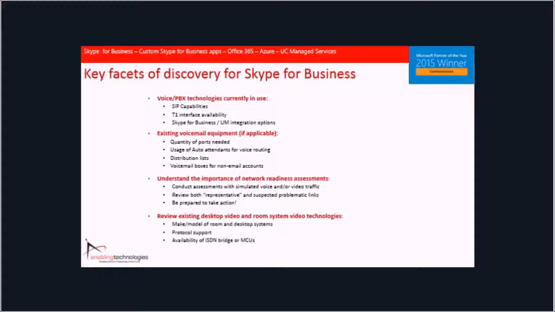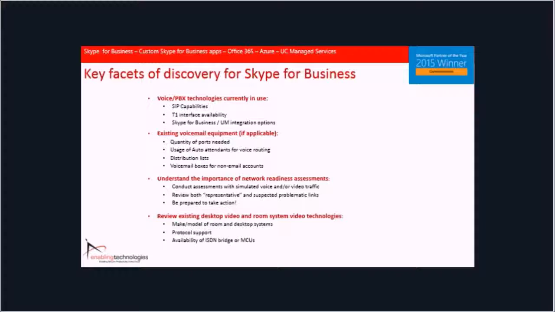On top of planning, the other aspect of preparing for the migration is discovery. So the key facets of discovery, and by discovery we mean just making sure that we're measuring twice and only cutting once. We should work through a series of questions, or again, just discovery points to figure out how our Skype for Business world is going to tie in. The first thing that we would want to look at, of course, kind of a no-brainer, is what voice and PBX technologies do we currently have in use. The reason that's important is it will springboard you into a larger conversation around integration points, right?